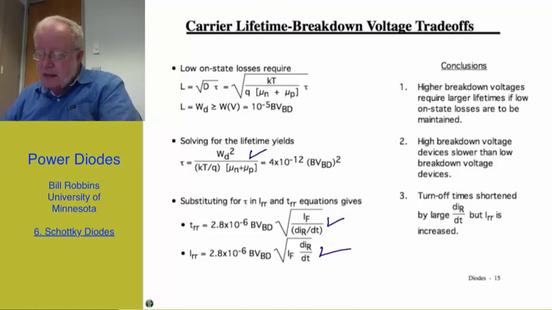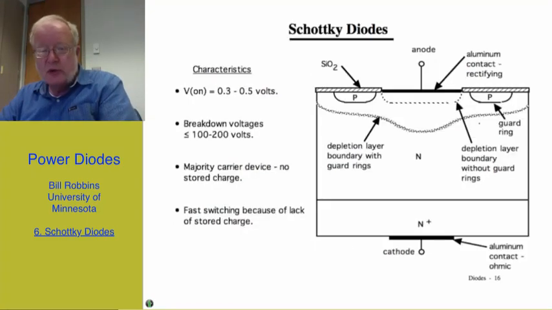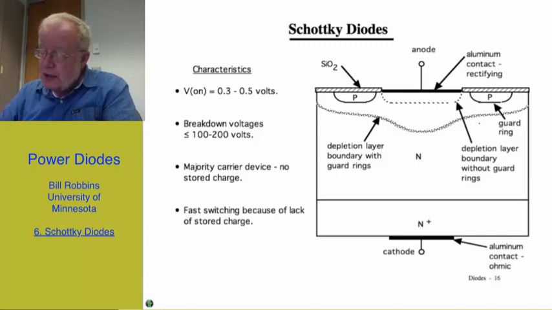Fortunately, for some applications, there's a different kind of diode that we can use, which has some advantages over the p-n junction diode. These are the so-called Schottky diodes. The basic structure for a Schottky diode is a two-layer structure.